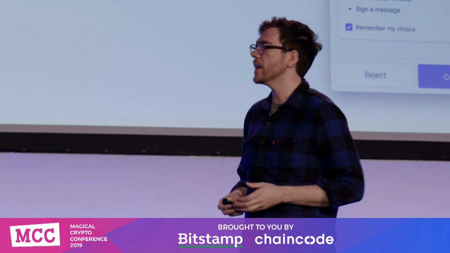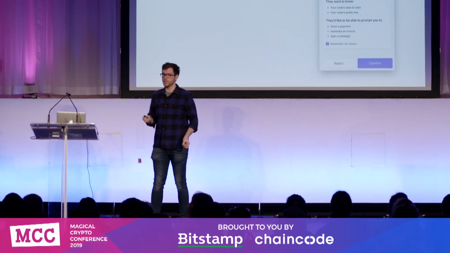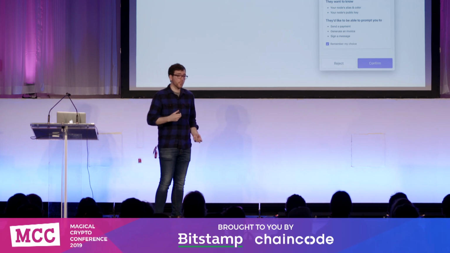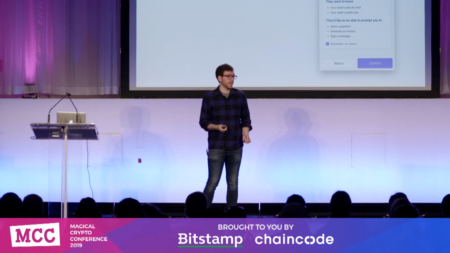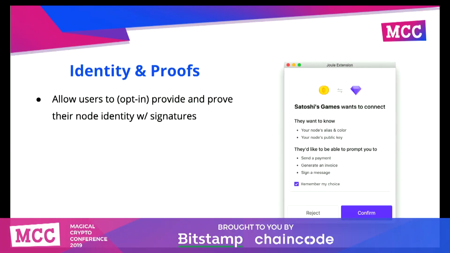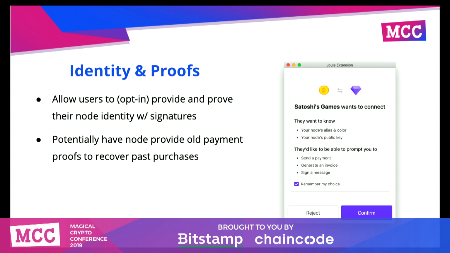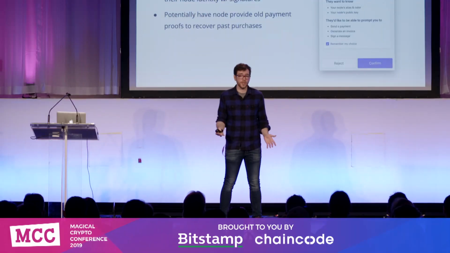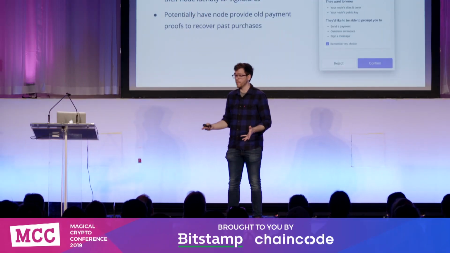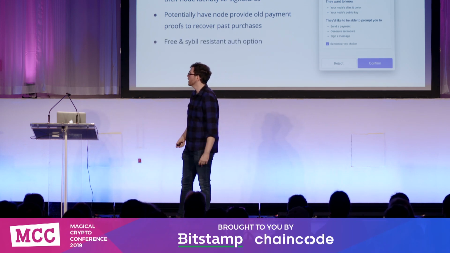Another interesting thing that we can get by directly talking to the node is using your node identity or providing proofs for various things to establish who you are in the network. So the user can opt in to provide and prove their node identity and then prove that identity with signatures if they want to. And you can potentially have your node provide old payment proofs, these pre-images that you get from transactions. So you could give that back to a website and recover your purchase, and they still don't even need to know who you are. They just recognize that you have paid for something and you have access to it.